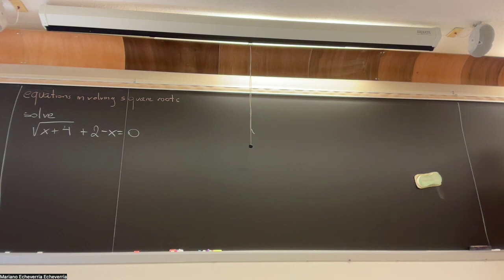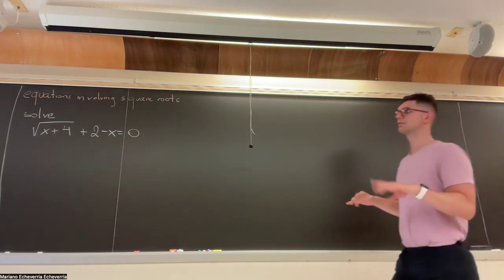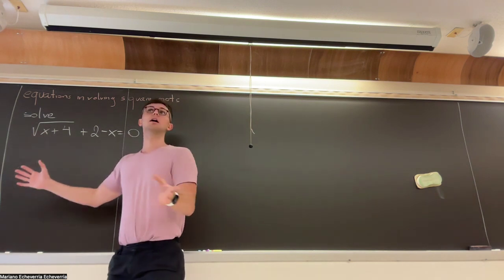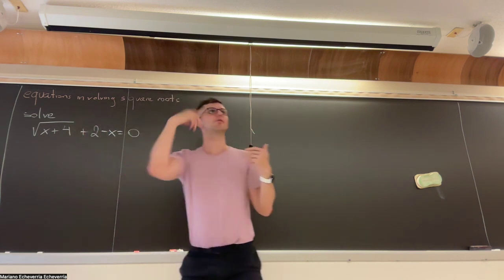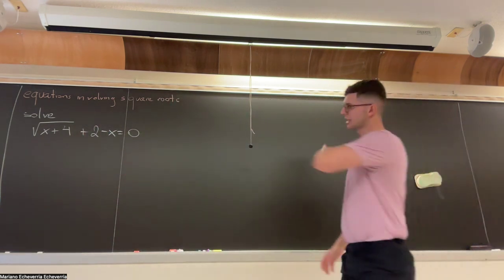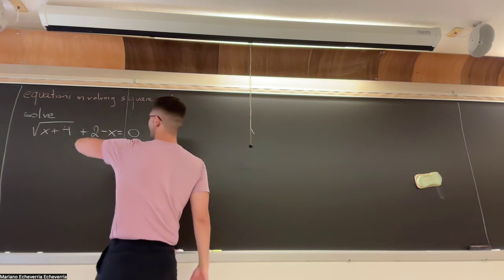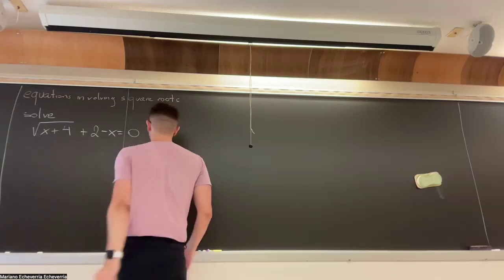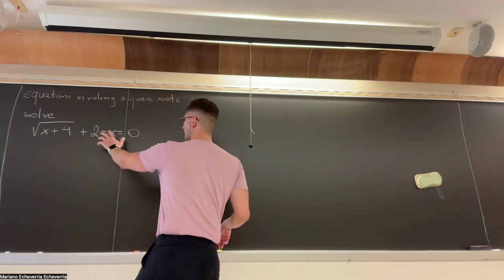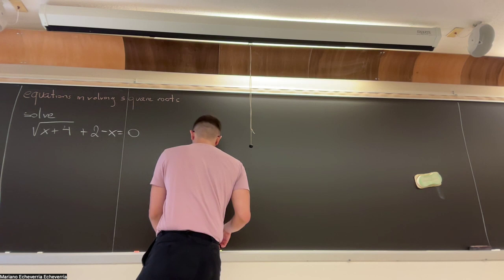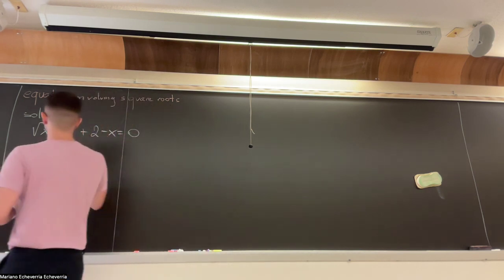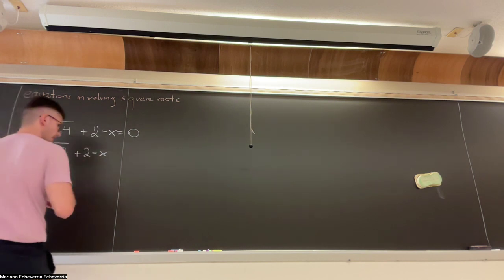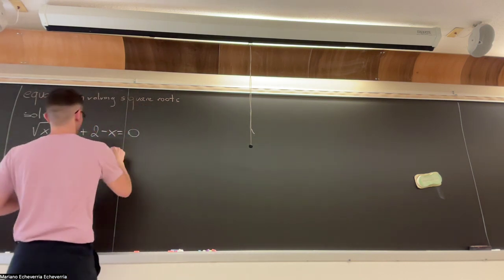What I mentioned last time is that whenever you have an equation involving a square root, you want to isolate the square root, so you basically solve for the square root. In this case, all the expressions are on one side of the equation, so you want to isolate this term. To do that, you add x and subtract two on both sides of the equation. I'll add x first.